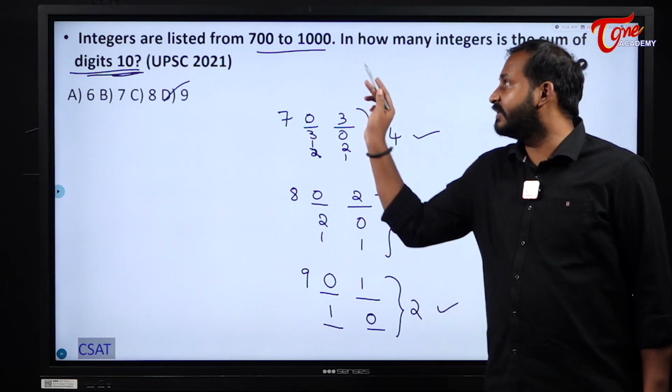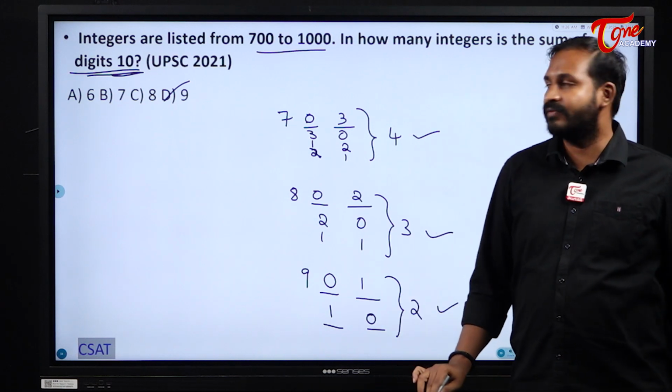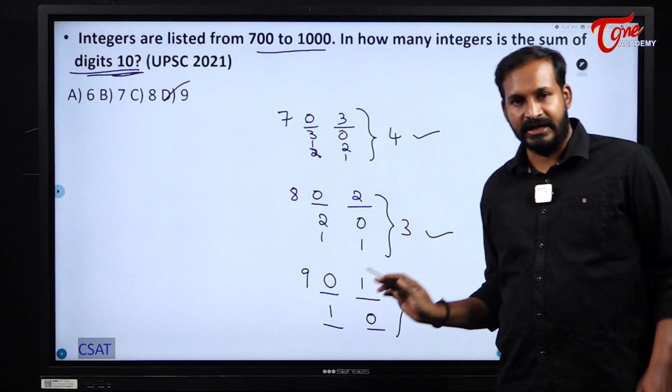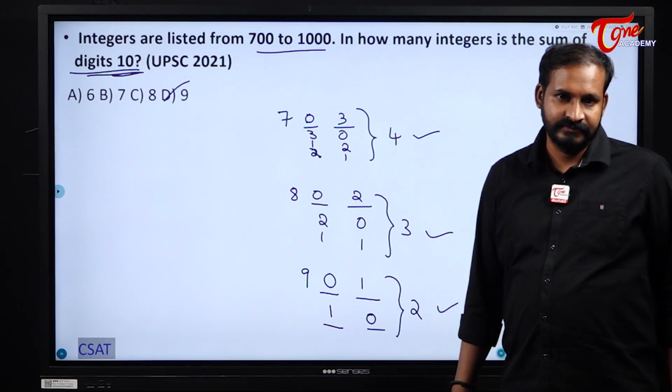So 9 numbers are there between 700 to 1000 whose sum of the digits is 10. 700 to 1000 means my number starts with 7, 8 and 9. You should have this idea. Then easily you will solve the remaining things.